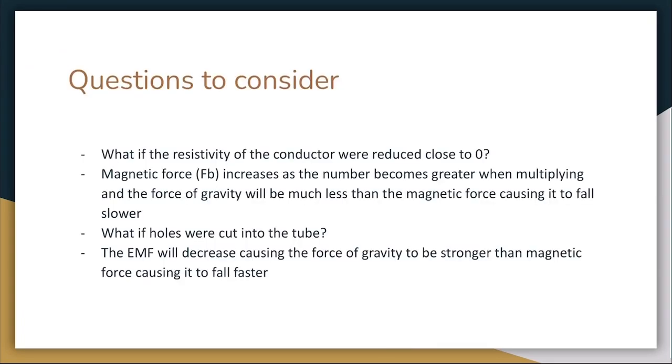Questions to consider. What if the resistivity of the conductor were reduced close to 0? The magnetic force increases as the number becomes greater when multiplying the force of gravity. We're multiplying, and the force of gravity will be much less than the magnetic force, causing it to fall slower. This is the definition for the Biot-Savart law.